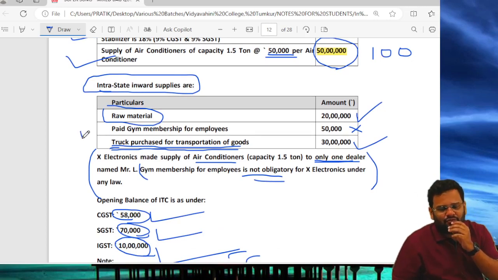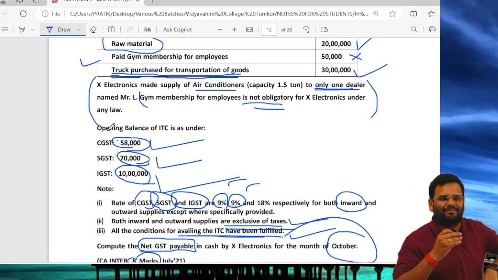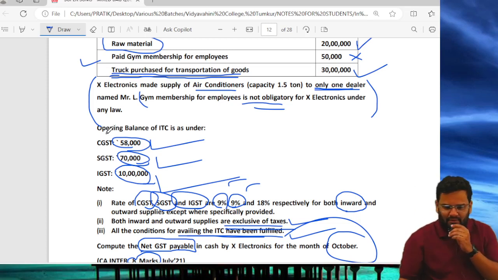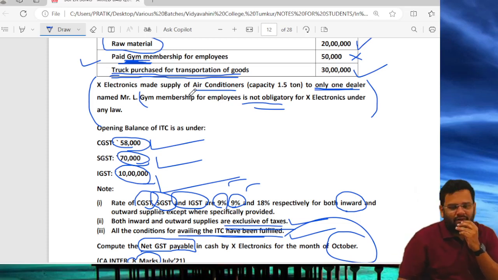Third point, Section 17(5)(b) of the CGST Act has blocked ITC on membership of health club, gym, fitness center, etc. And last note, 49.5.